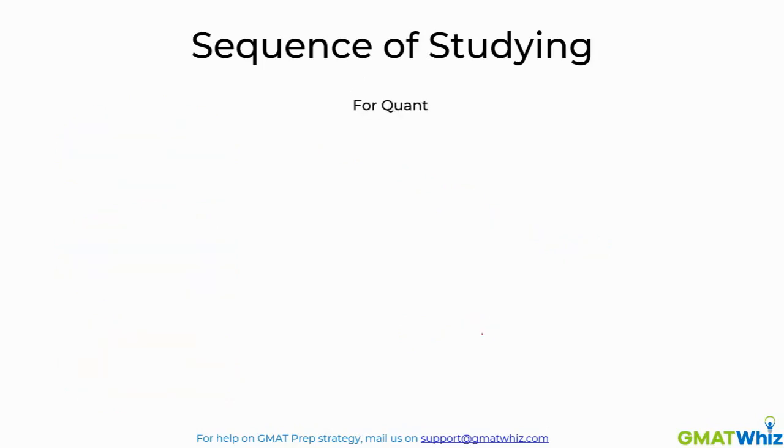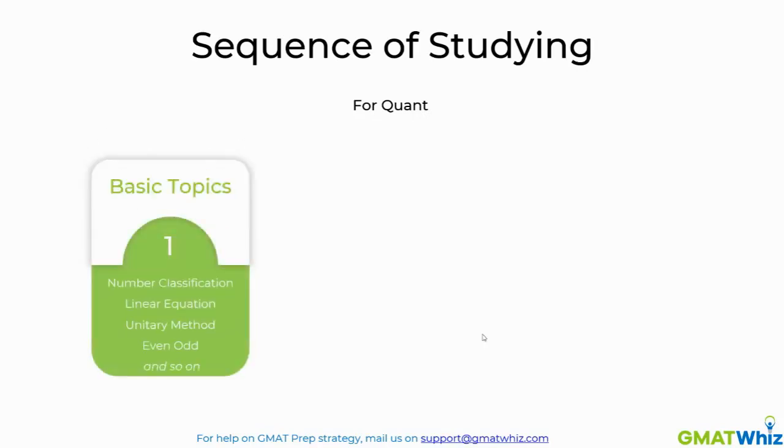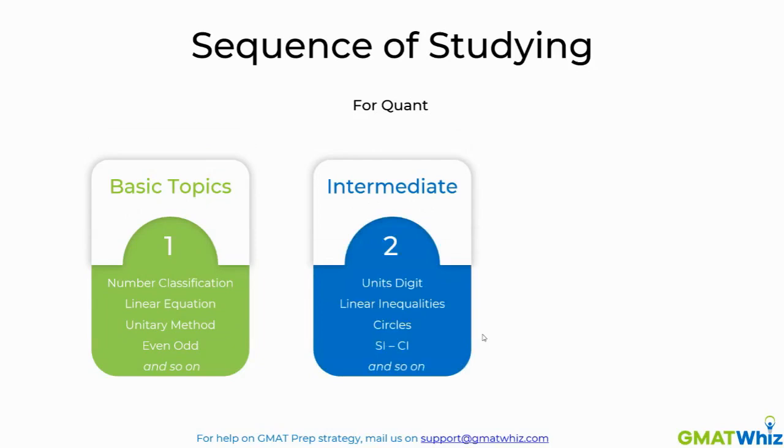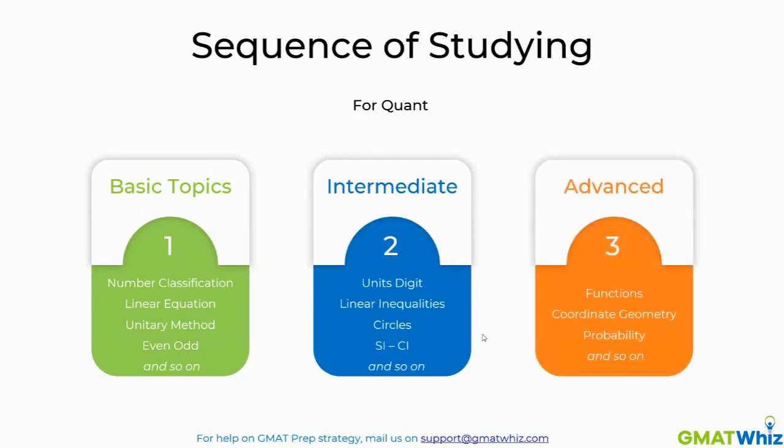Now, what about quant? Generally what many people do is they will do number properties, then algebra, and so on. What I recommend is that you should do the basic topics in quant first, because in quant, everything is interrelated. You might have one topic relying on another one. So basic topics you do first, which will help you in all intermediate topics, which will help you eventually in the advanced topics.